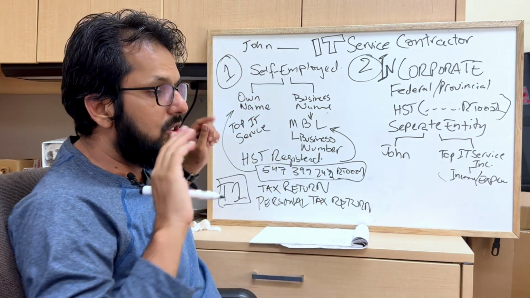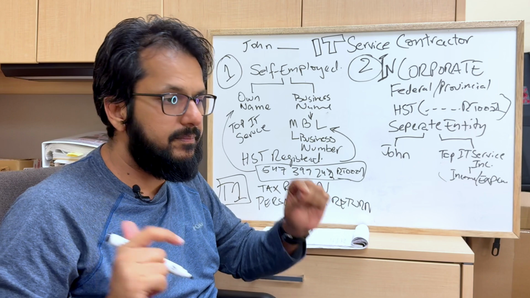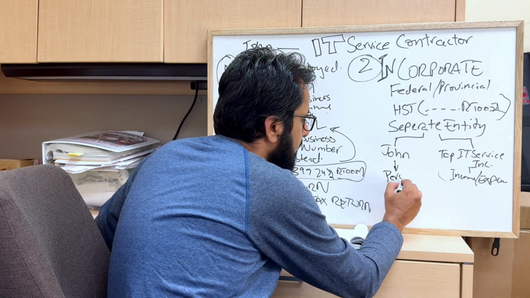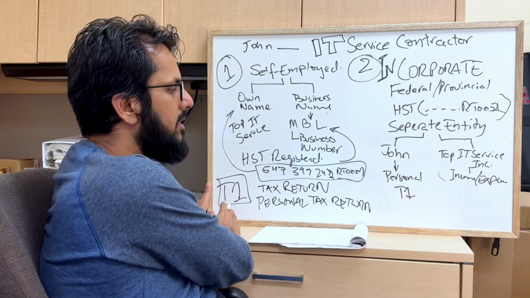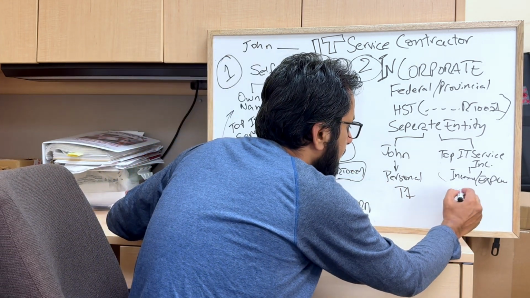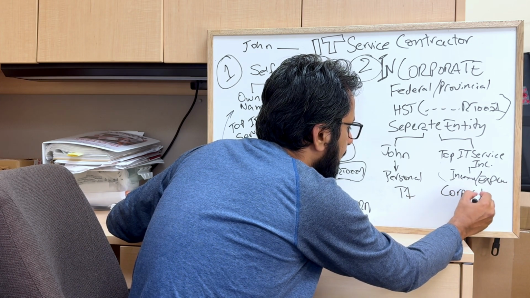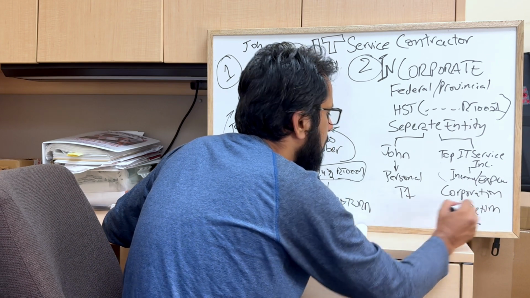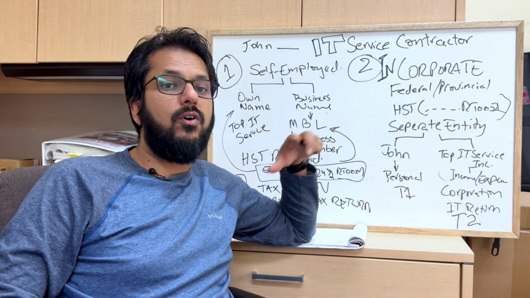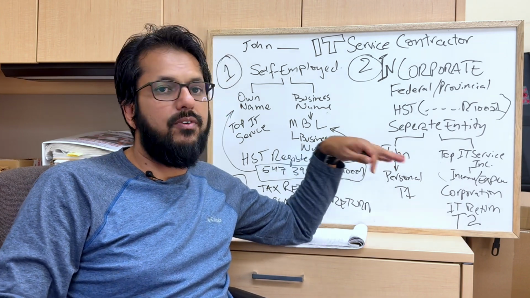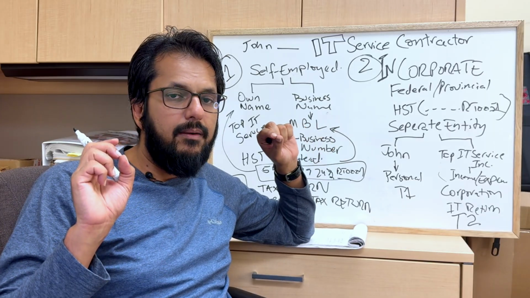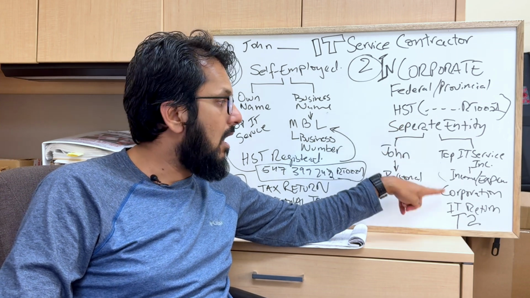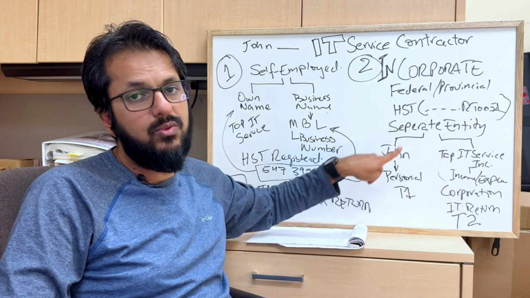Now there are going to be two different income tax returns. John is going to file his personal income tax return, which is the T1. Remember this T1 over here. But for the corporation, there is going to be a corporation income tax return, which is also called T2. So the corporation files its own income tax return, and John files his own. This is very important to understand: if John has incorporated, he has to take care of the tax return filing for the corporation as well as himself.